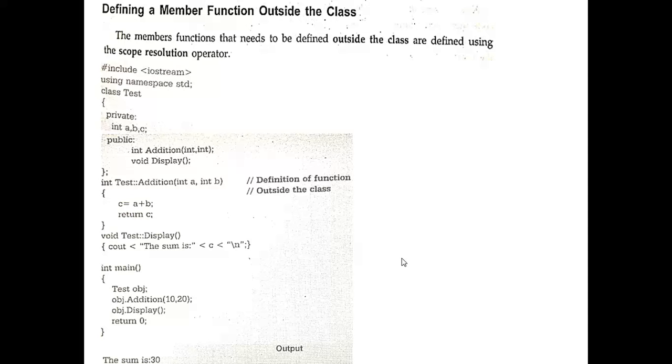Again for obj, the compiler will go to class test, it will find the function display, it will move again outside the class and find the display function, and it will execute the body part of that display function, and the output of this program, again, is sum is 30. The same thing what we have seen earlier also.